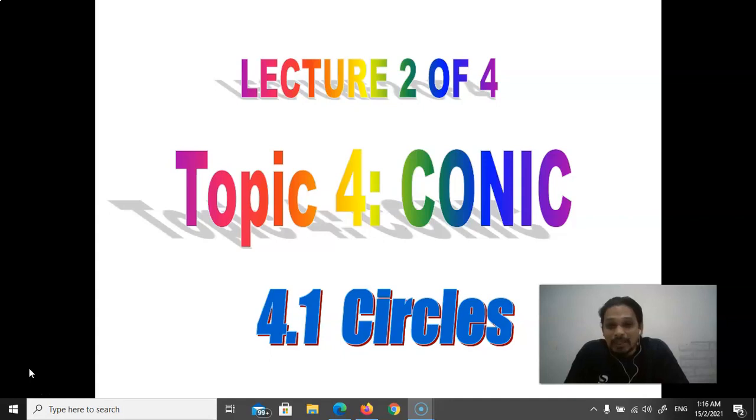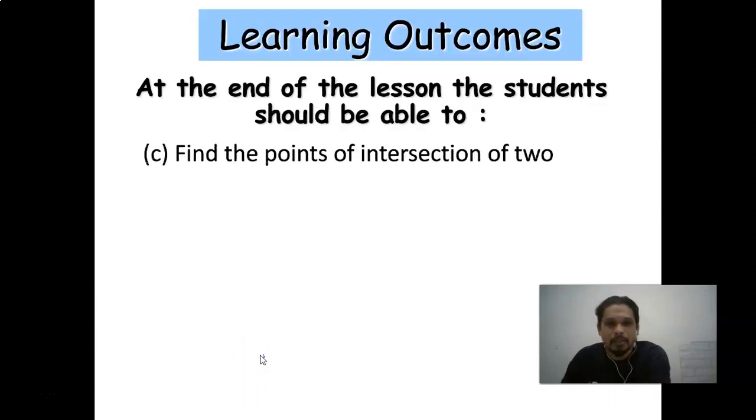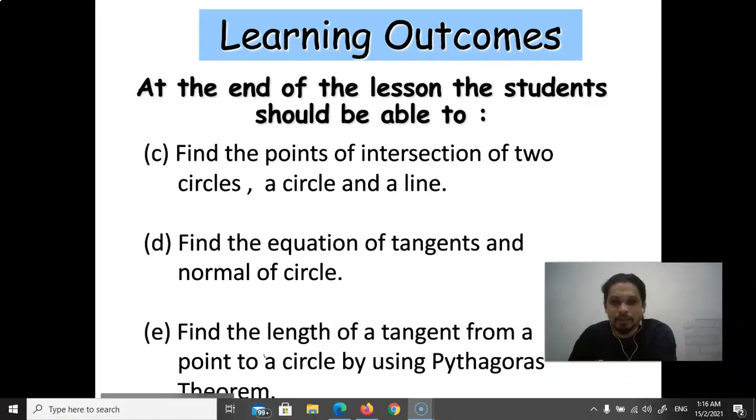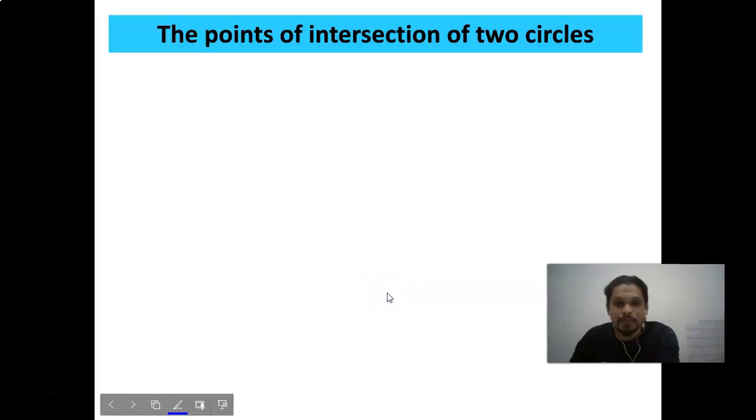Okay, so we meet again, and in this video, we're going to continue our discussion on chapter 4, topic 4, Conic, lecture 2 of 4, and still with the topic of circles. You may refer to your notes. We're going to look into the point of intersection of two circles, a second line, and everything here. I'm not going to read it all one by one. We strictly look into the content and also examples.